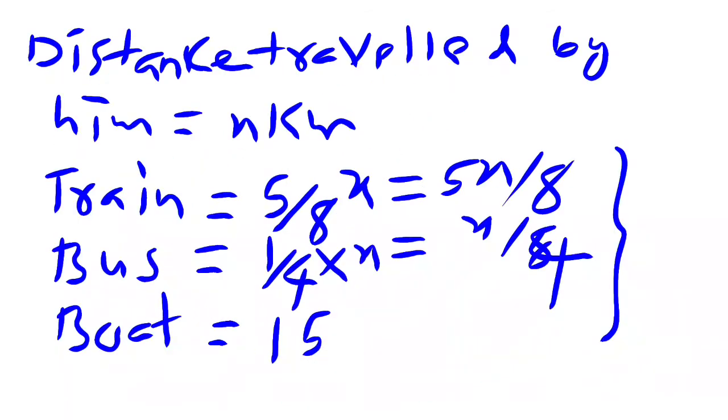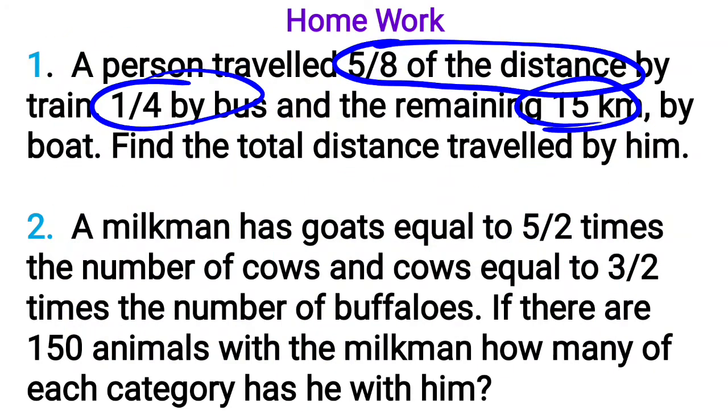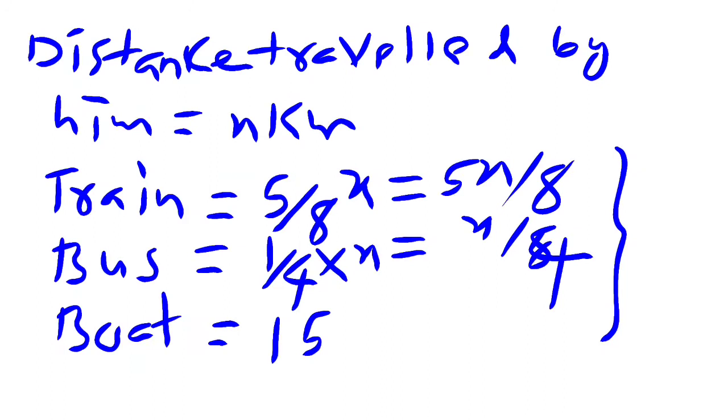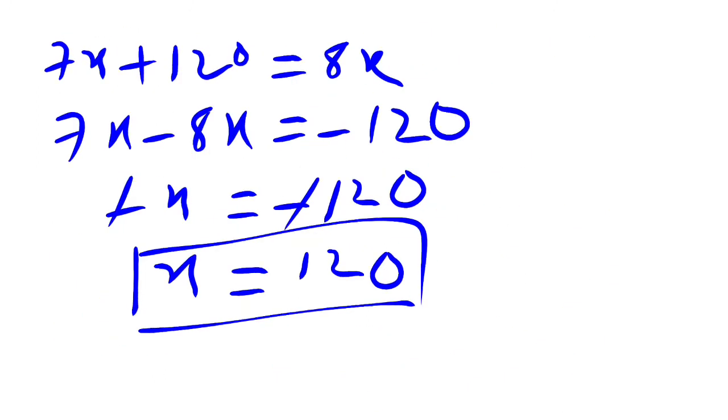So the question is to find the total distance traveled by him. The total distance we have taken as x kilometers. So x equals 120 kilometers.